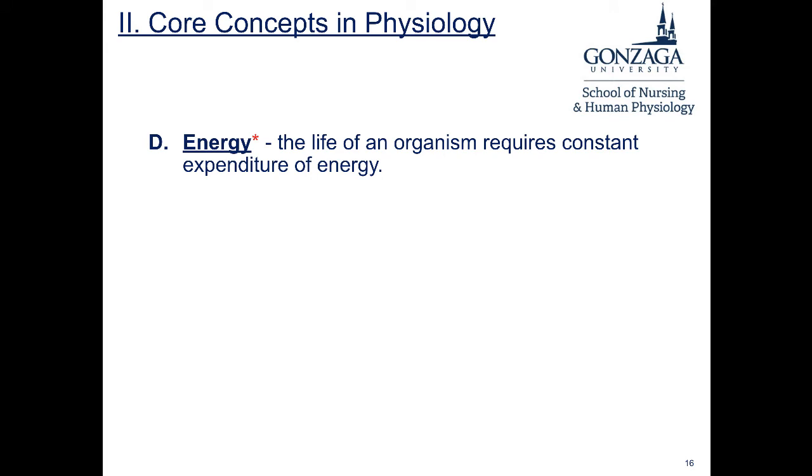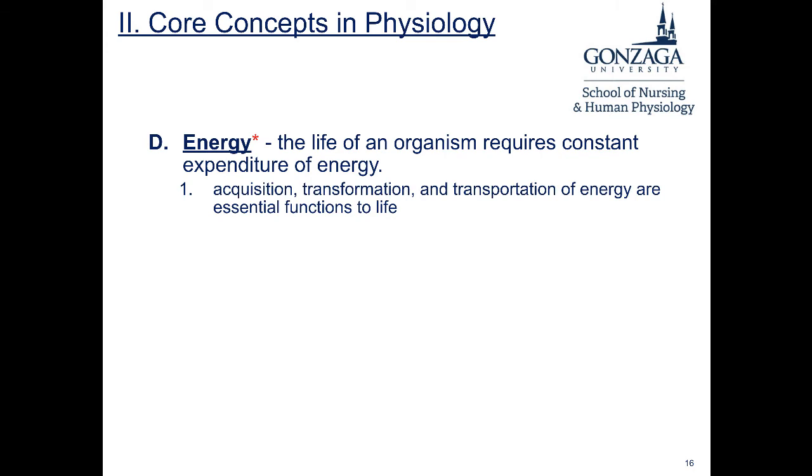The next one is energy. We require energy. We have to take in energy in order to survive. So the life of an organism requires constant expenditure of energy. So we have to acquire, we have to transform, and we have to transport that energy throughout our body so that all cells receive the necessary amount of energy that they require in order to stay alive.